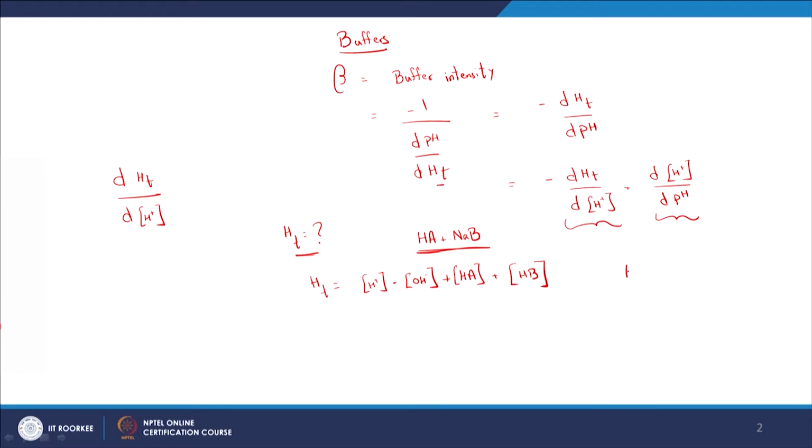Because we are assuming that HA is a strong acid, it will dissociate at almost all pH ranges. So we can assume that alpha naught for HA is negligible, that it's going to be 0. So H total is now equal to the concentration of H plus minus the concentration of OH minus, plus the protonated form of B. Now we need to calculate the derivative of this H total with respect to H plus. Let's work that out in the next step.